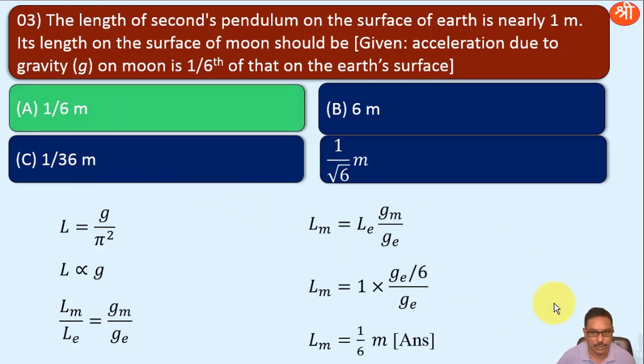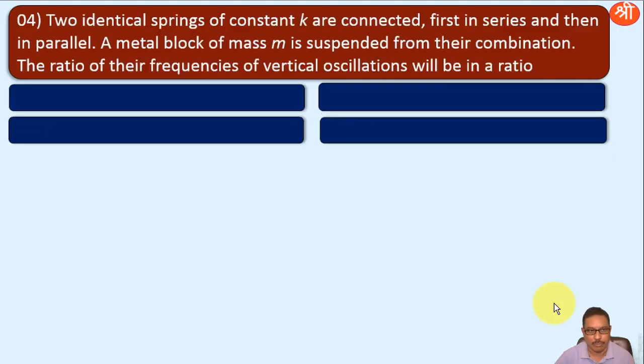This was question number 3. Then next question number 4. What is that question number 4? Two identical springs of constant K are connected, first in series and then in parallel. A metal block of mass m is suspended from their combination. The ratio of their frequencies of vertical oscillations will be in a ratio, and options are A 1:4, B 1:2, C 2:1, D 4:1. So how to solve this?